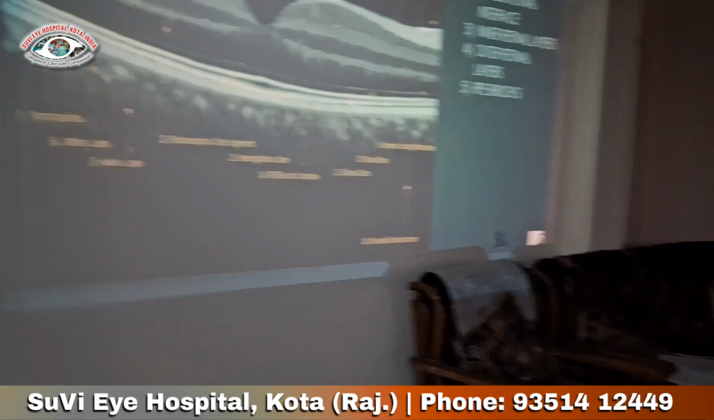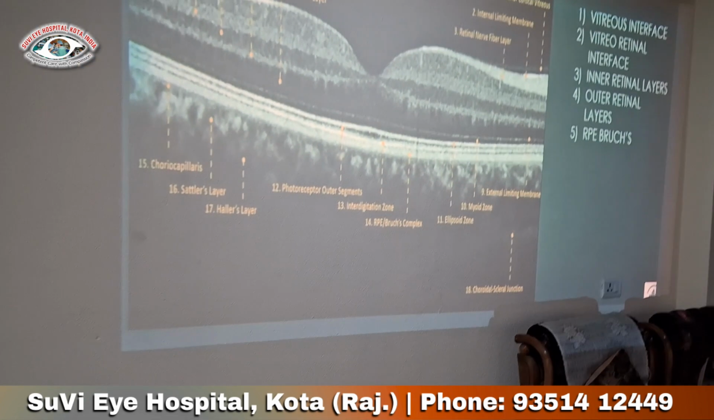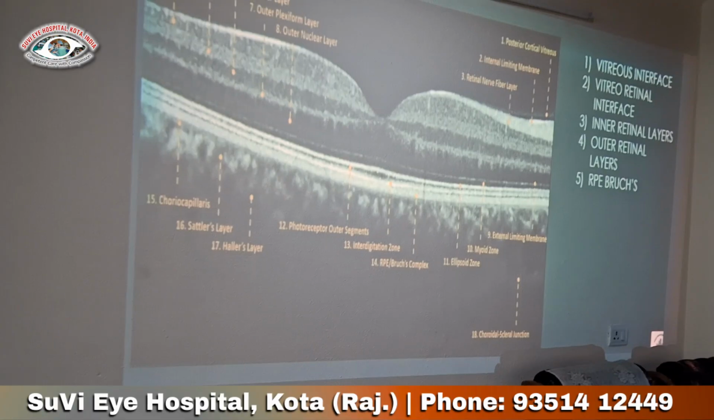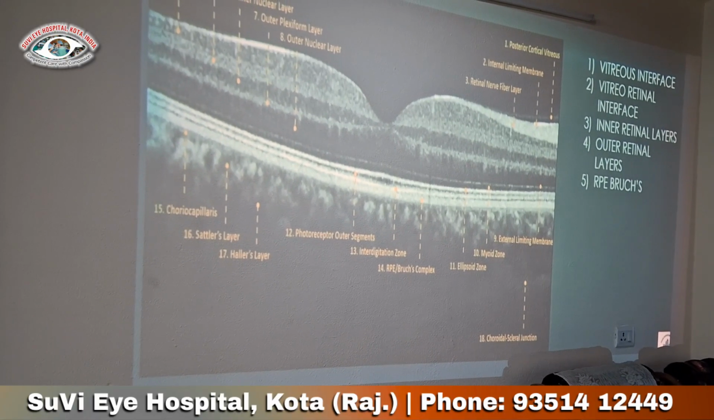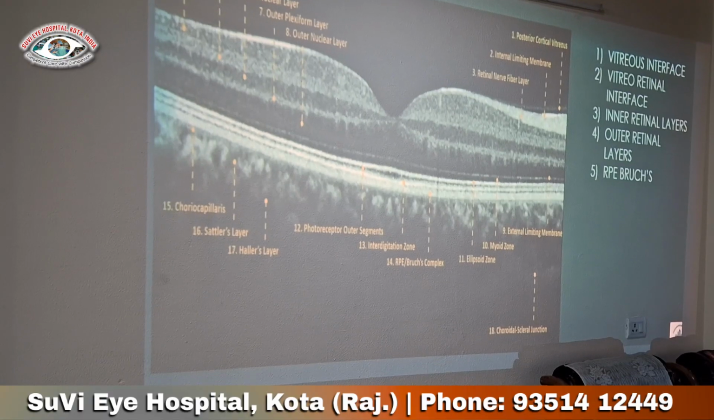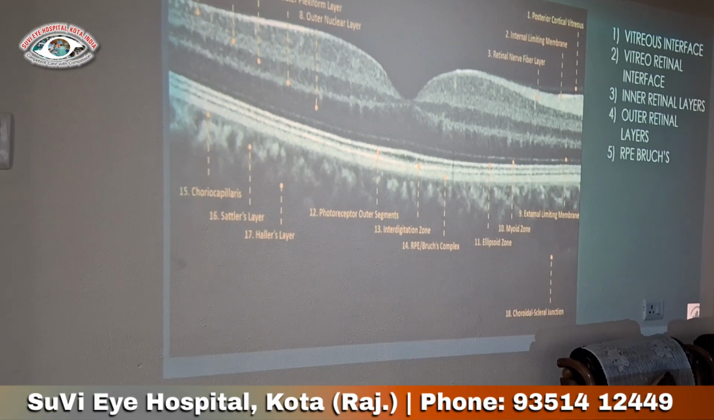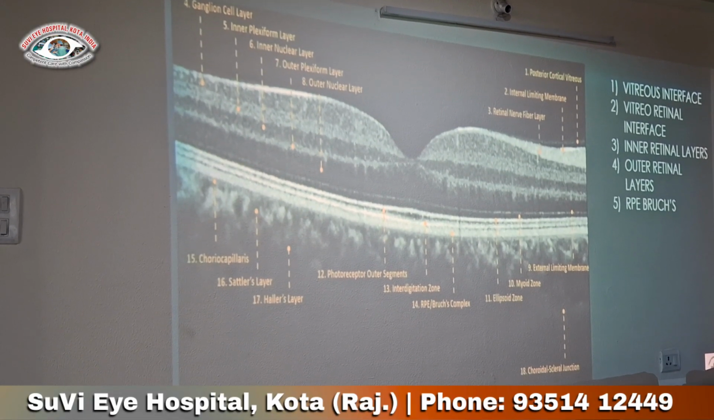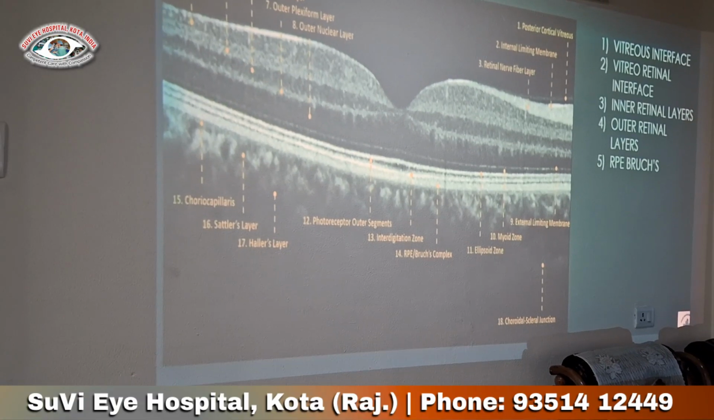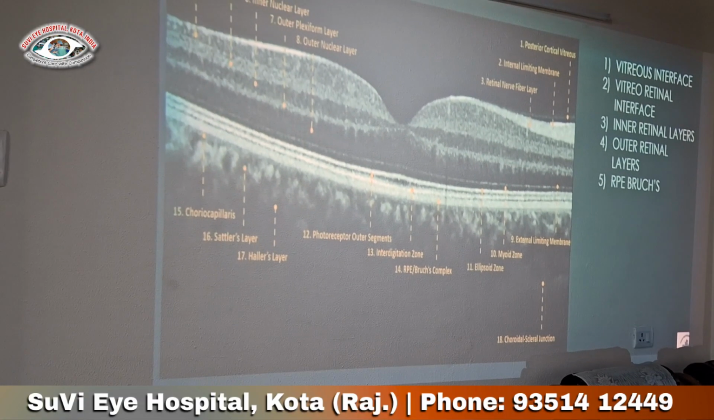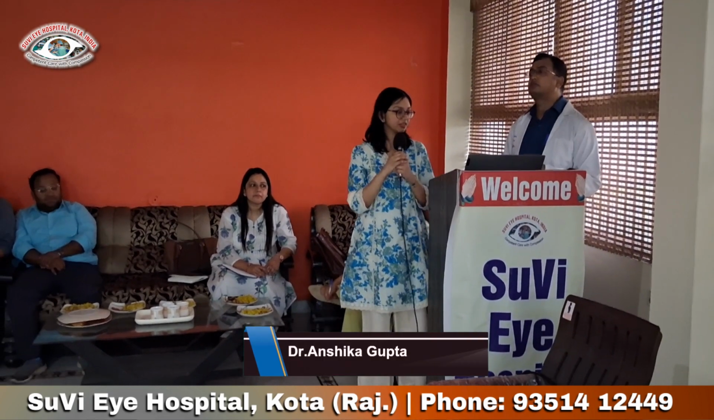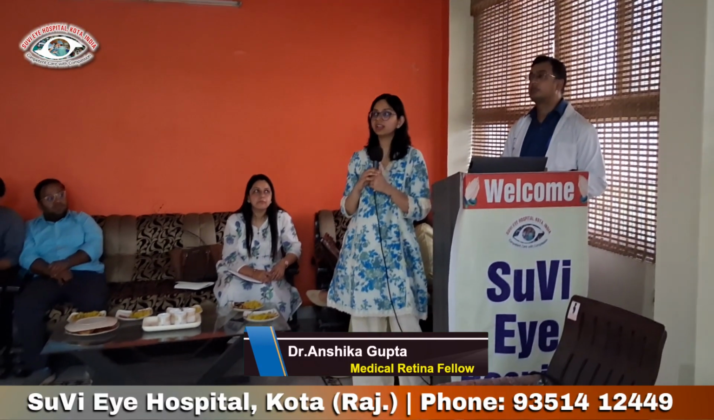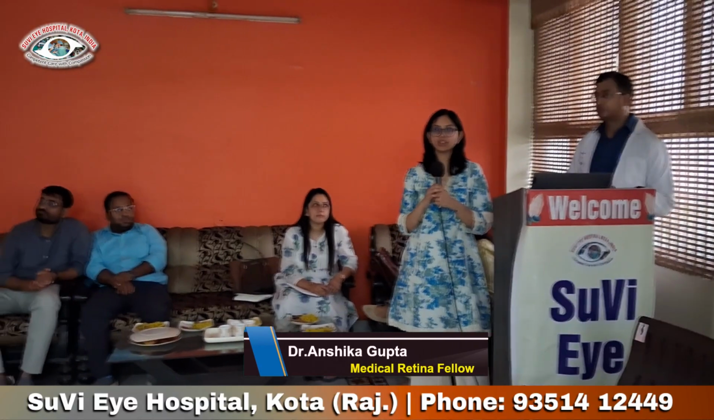So these are the normal layers of the retina. Dr. Anshika has a special interest in the inner retinal layers. Which of these layers is important for the prognosis of diabetic macular edema? Dr. Anshika, please. If there is involvement of the inner retinal layers, like disorganization or distortion of the inner retinal layers, then that is indicative of poor prognosis, even after giving anti-VEGF.